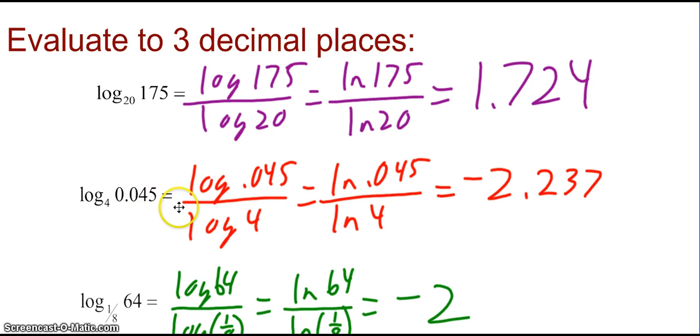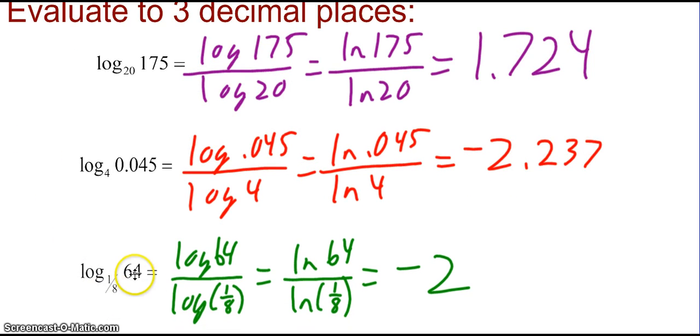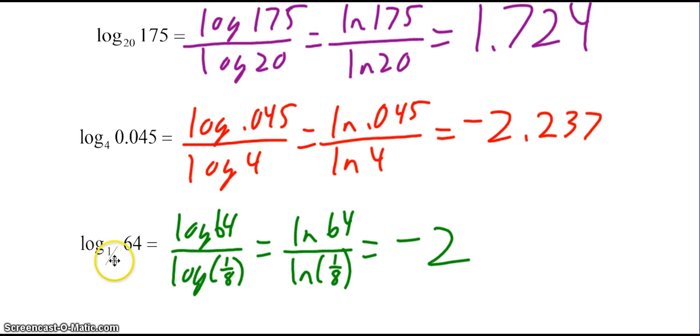Okay. Log base 4 of 0.045 is negative 2.237. Log base 1/8 of 64. This we should actually be able to do without a calculator, but if you type it into your calculator, you're going to get negative 2. That should make sense because I know that 8 squared is 64, so 1/8 to the negative 2 is 64.